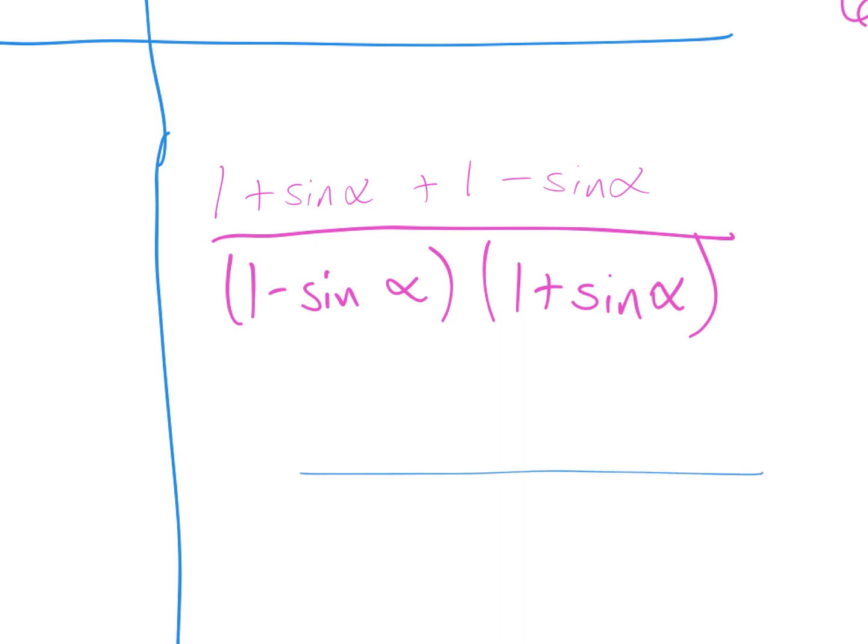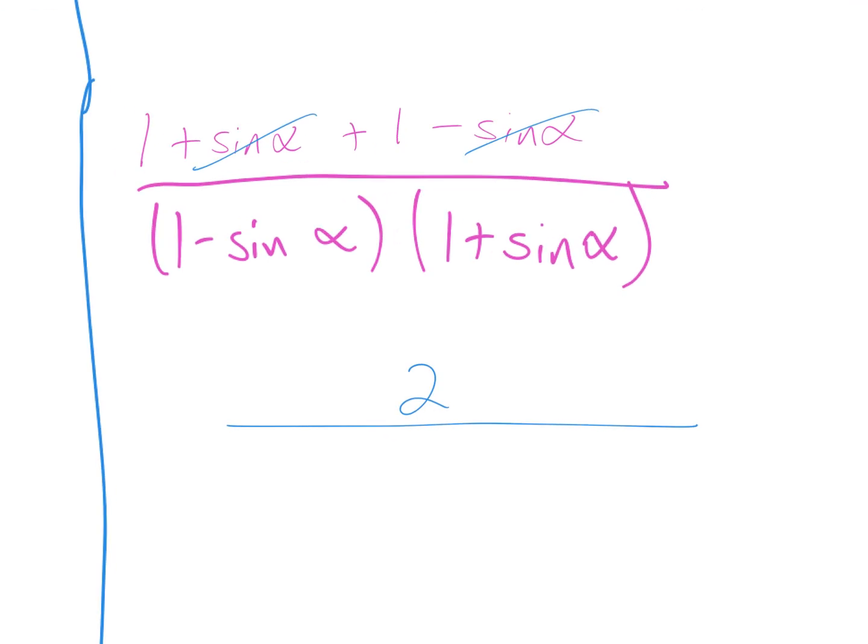Let's simplify the numerator. Does anything combine? Does anything cancel out? Signs cancel. And what about the ones? Yeah, they add. 1 plus 1 is 2. Okay. Now I have two binomials that I'm multiplying together. Can I combine those? Can I FOIL 1 minus sine plus 1 plus sine?